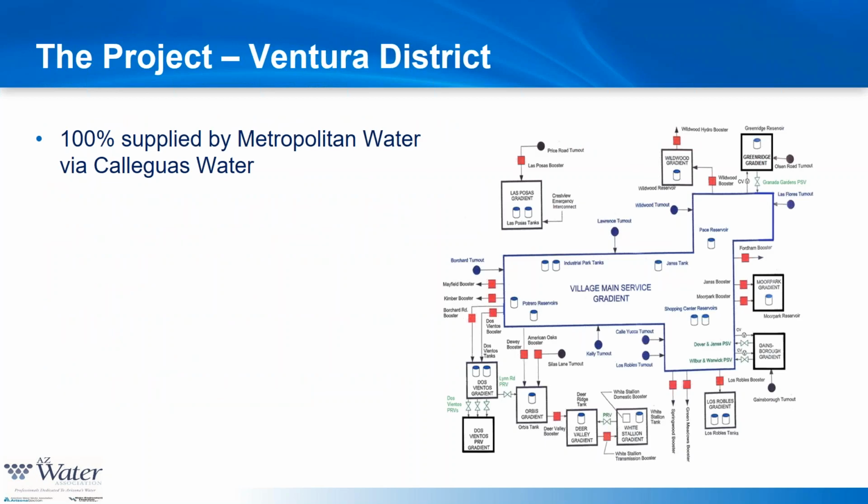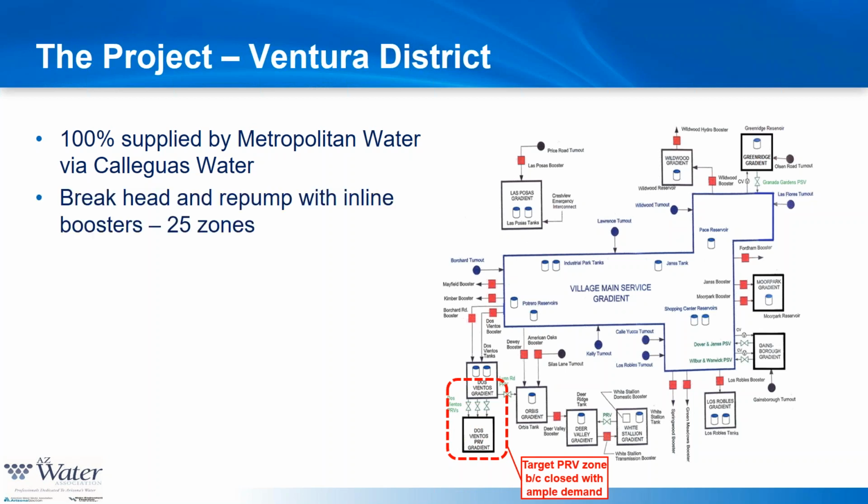The other one was the Ventura District. It was 100% supplied by the Metropolitan Water System via Calleguas Water, so it was a pass-through system of Calleguas. They service this. They have all these different turnouts you see in blue, and that feeds the system where then they repump and distribute amongst their system. Specifically, the Dos Vientos PRV was what we used, what we looked at for the Ventura District.